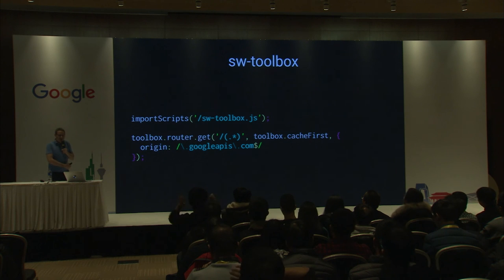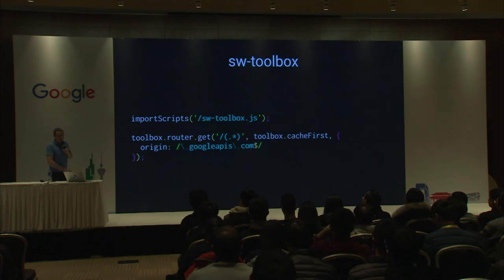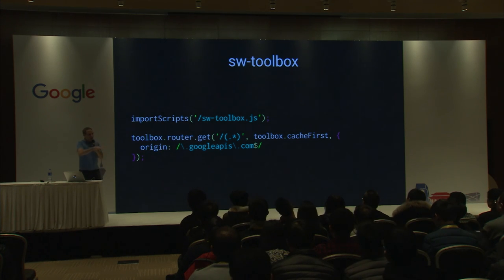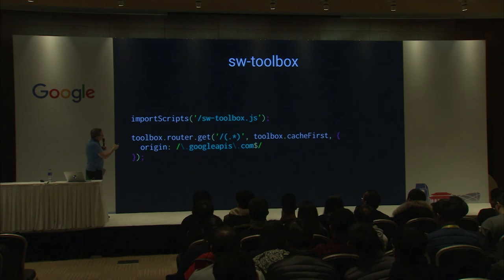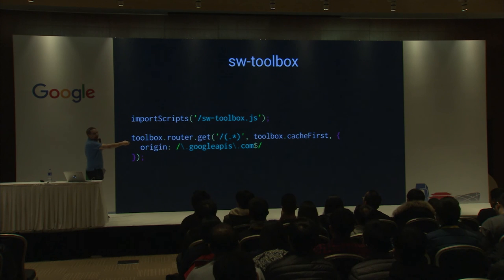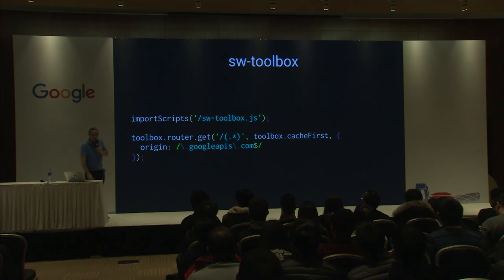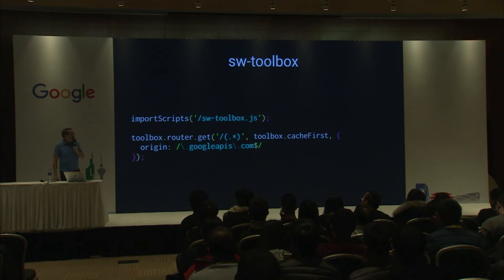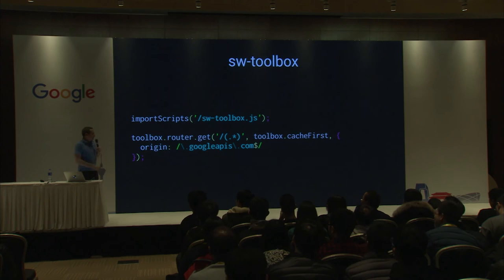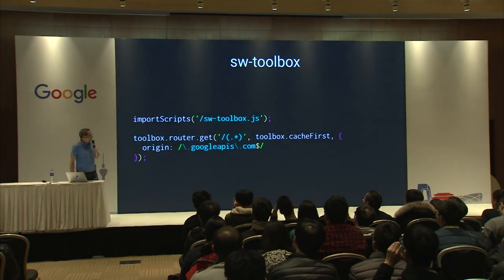Here's how it works. So if you remember your cache first strategy earlier that we showed, with all that stuff where, hey, is it in the cache? Is it there? That was a pain. This, we can just say importScripts, toolbox.router.get, and provide a regex with the URLs that we want and say, hey, I want you to go do cache first.